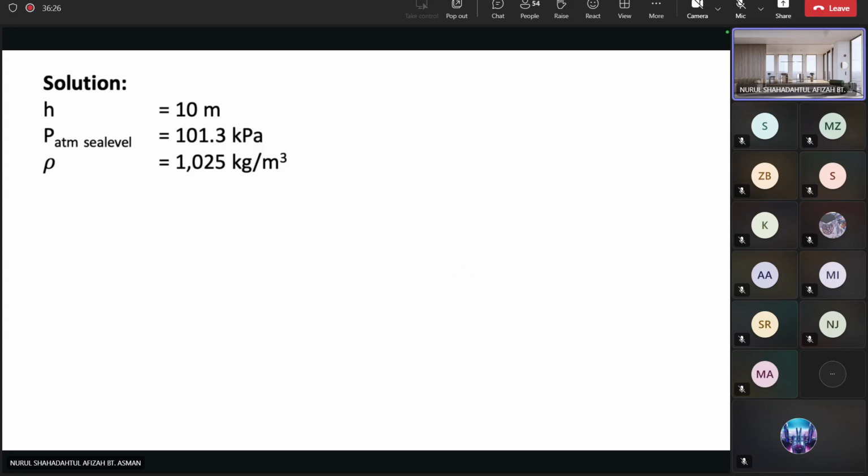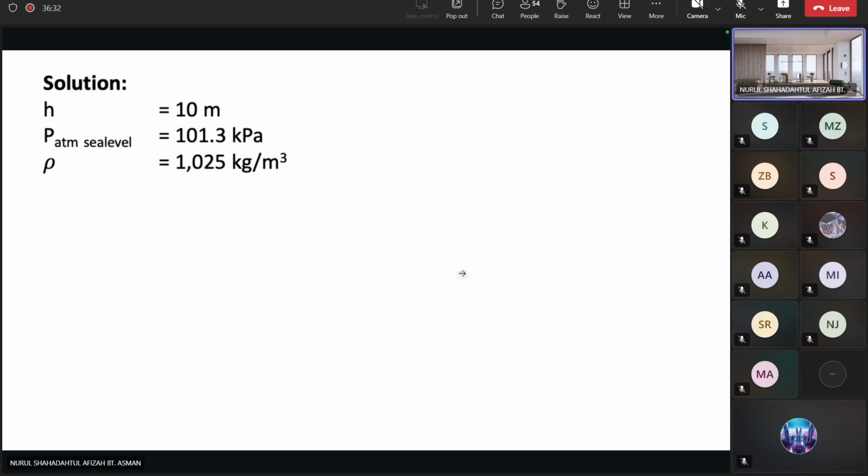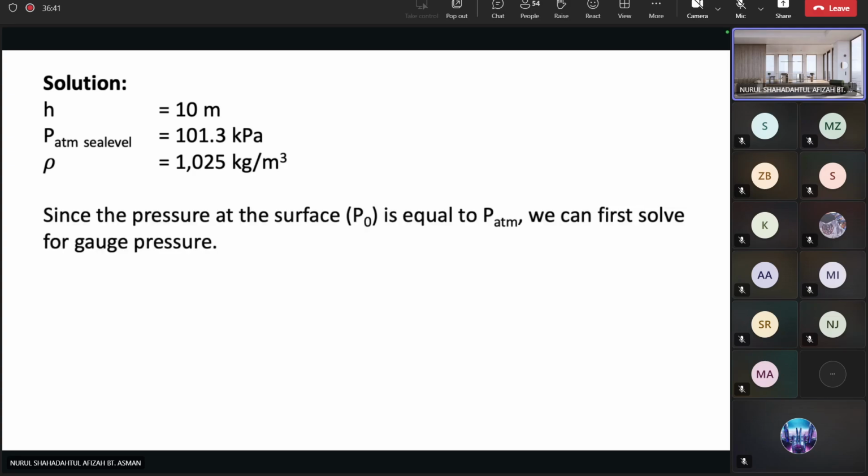So the given information is the height, h, is 10 meter, then the atmospheric pressure at sea level is 101.3 kilopascal, and the density is also given. So you need to find the pressure. Since the pressure at the surface, which is P naught, is atmospheric pressure, we can solve for the gauge pressure.